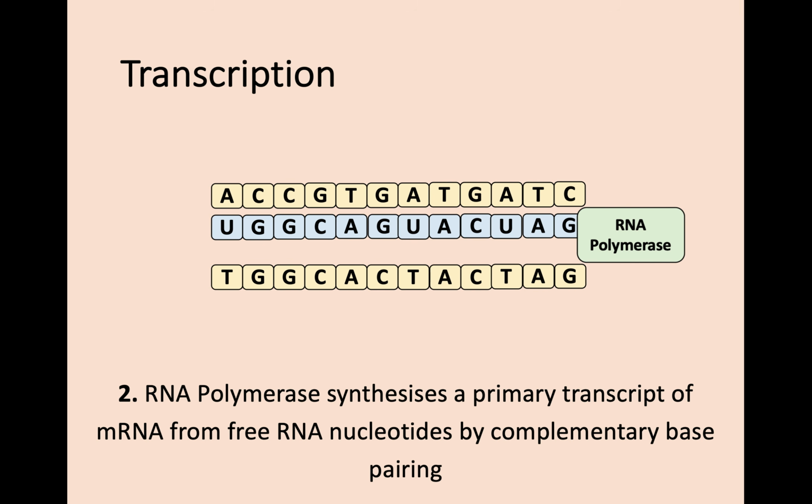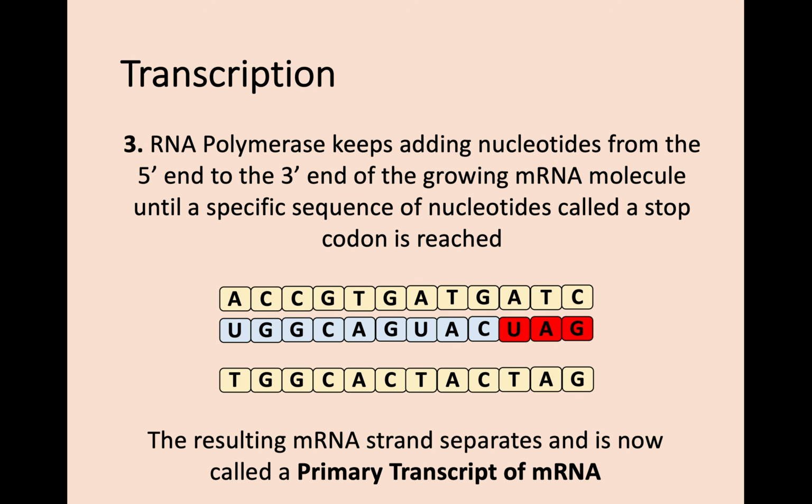Okay, so this blue strand is now that single strand of mRNA we've been wanting to get. This keeps going on from the 5' end to the 3' end of the growing mRNA molecule until a specific sequence of nucleotides called a stop codon is reached, and we'll look at codons later. So you can see this blue strand of mRNA that you're matching up, so A matches with U, C matches with G, etc. Until you get to the ones that I've put in red, UAG, which are a stop codon.